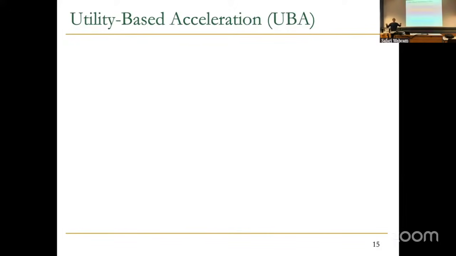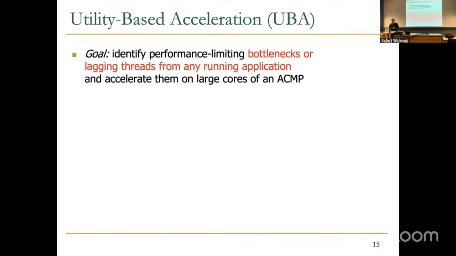Basically, we developed a utility-based hybrid memory management technique that considers the utility of moving a page from slow memory to fast memory in terms of how much benefit you would get. So we're going to do something similar over here. Our goal is to identify performance-limiting bottlenecks or lagging threads from any running application and accelerate them on large cores of an asymmetric multi-core processor.